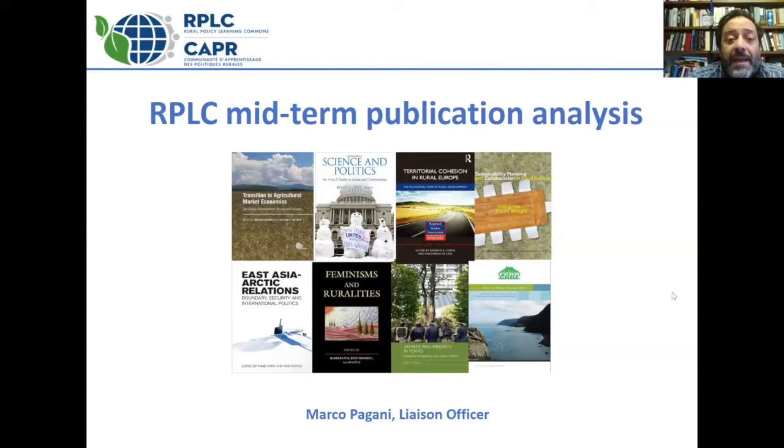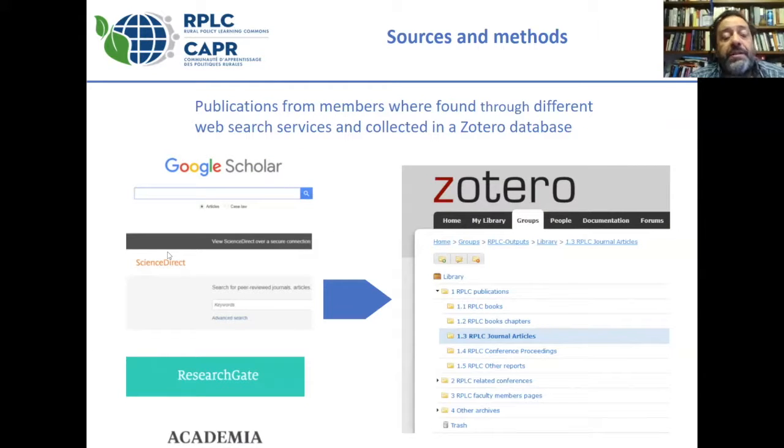So this is a midterm publication analysis. Here are just the covers of a few books and a report that have been published. What I've done was to find sources through different web instruments. I began with Science Direct. I also sometimes looked at ResearchGate and Academia, but I found Google Scholar was the most effective, with the broadest and widest search.